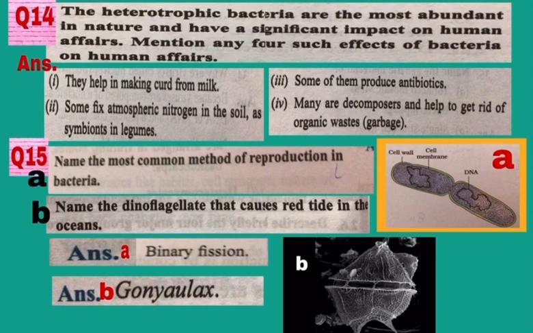Part B of the question. Name the dinoflagellate that causes red tide in ocean. Answer is, it is Gonyaulax. They undergo rapid multiplication which makes the sea appear red.